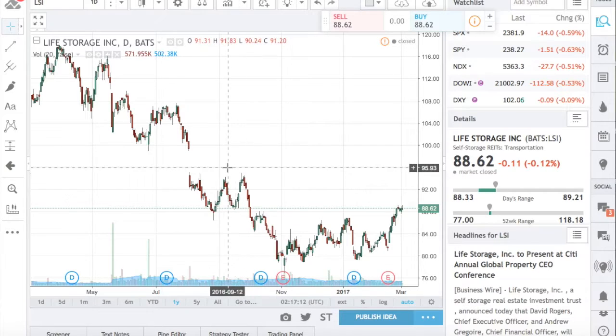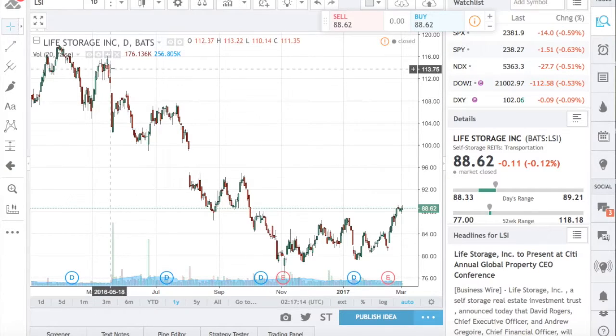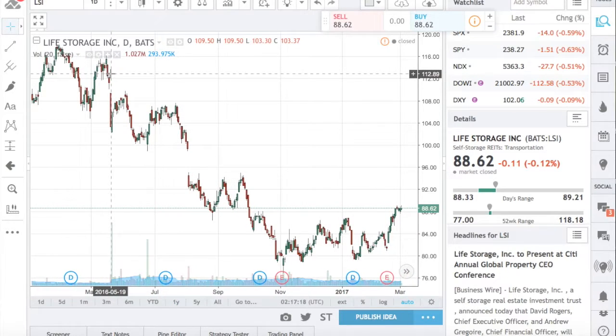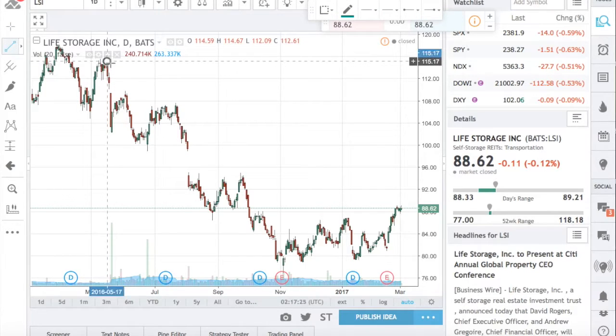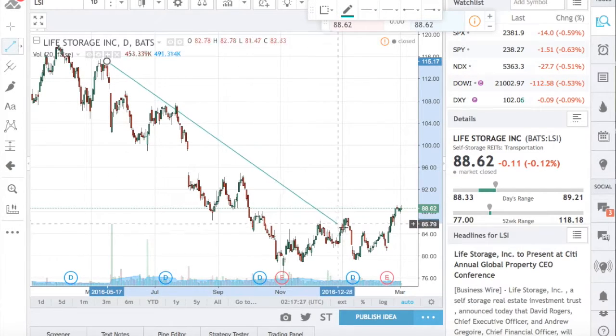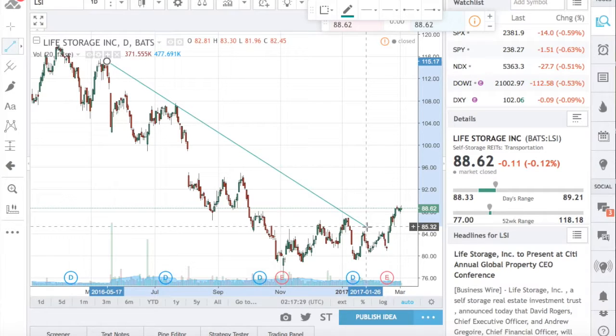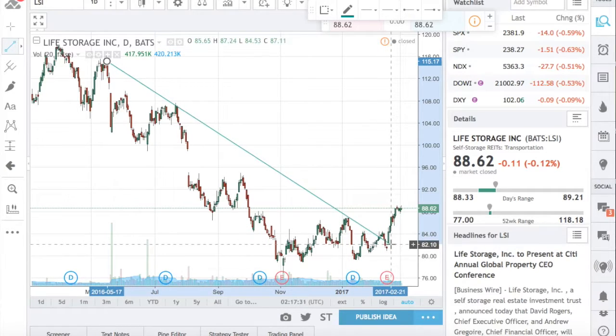So I'm going to draw some trend lines here to show you guys. There's obviously a strong downtrend in this stock. LSI is the symbol, Life Storage Inc. As you can see, it showed quite a downtrend here for quite some time, so there's some strong resistance there.